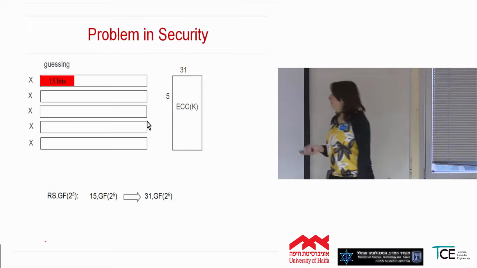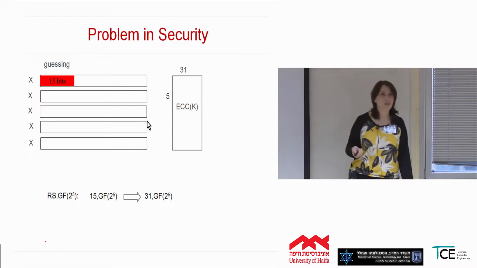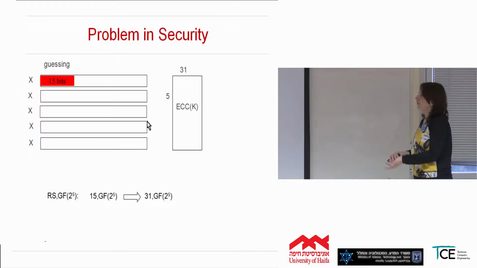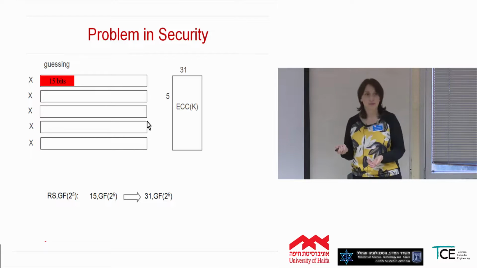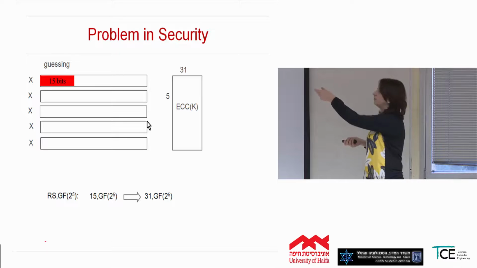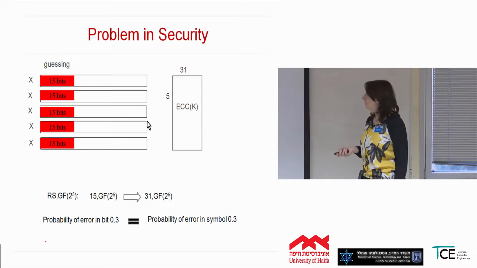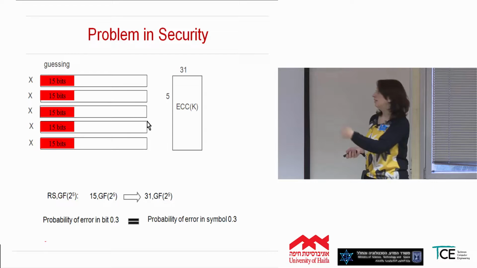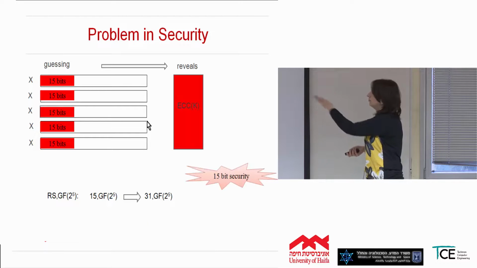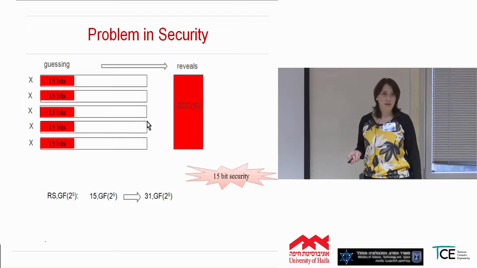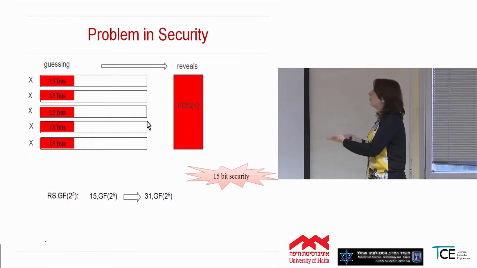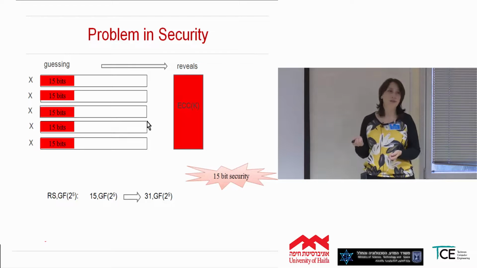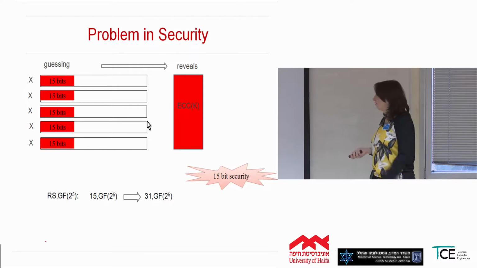Okay, so now we can correct errors, but we have a security problem in it. Why do we have a security problem? Because consider that we are guessing 15 bits of X. If we guess the first 15 bits of X, actually we know it in every row. We know the entire column. And if we know the entire column, we just have the ECC of the key. So even though we start with a 75-bit key, we get only 15 bits of security. Well, this is not good news.